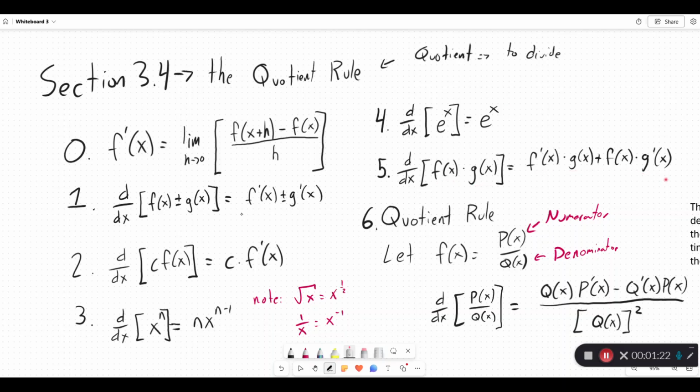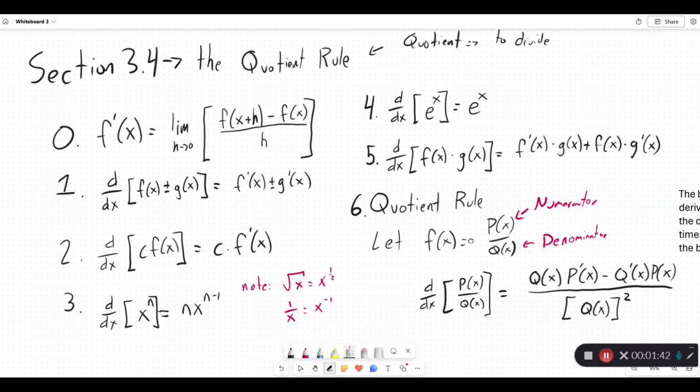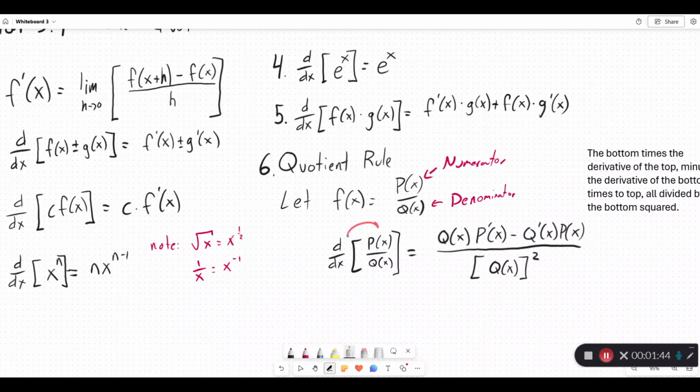It's important to note that it's more complicated than addition and subtraction. Now, unfortunately, the quotient rule is also going to be a little more difficult than just the product rule. So let's say we let f of x be what I call p of x over q of x, standing in for numerator and denominator. The quotient rule can be written like this. The derivative of p divided by q is q times p prime minus, please remember this minus, q prime times p. Then we put that entire expression divided by q squared.